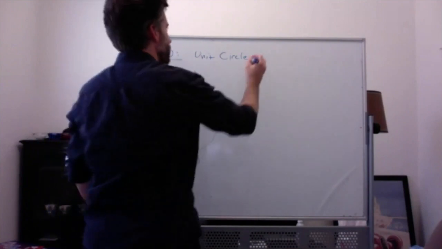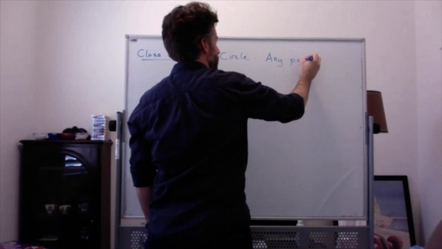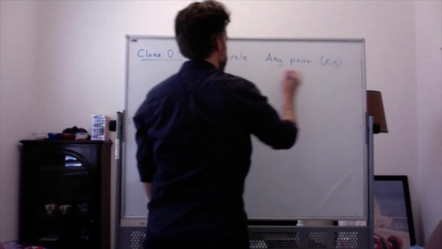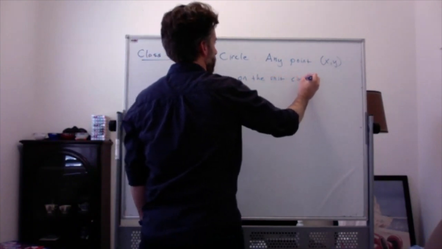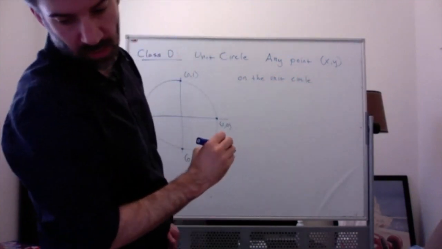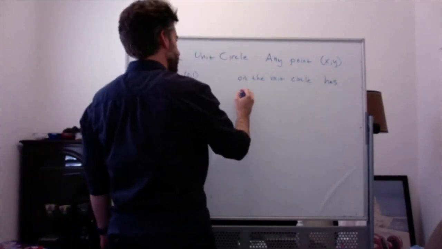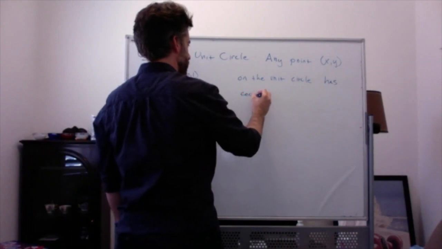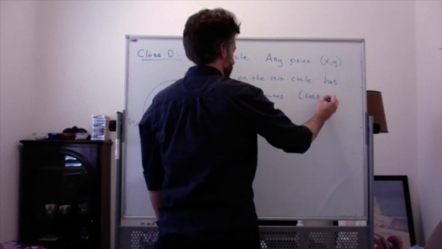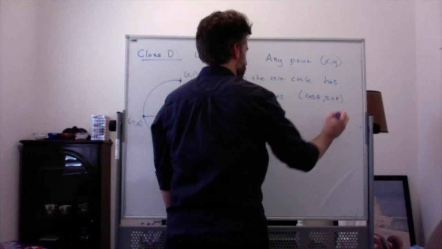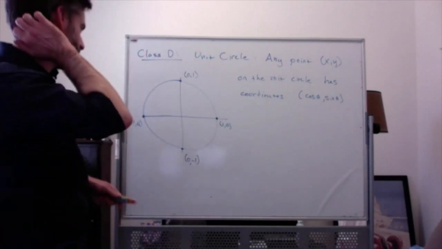So any point (x, y) on the unit circle has the coordinates (cosine theta, sine theta). And I think the picture will help. So here's what I mean.